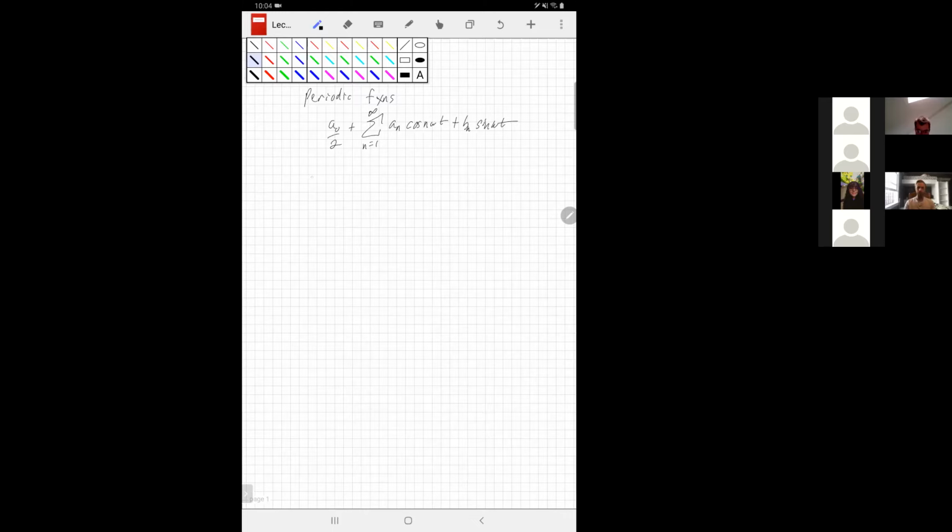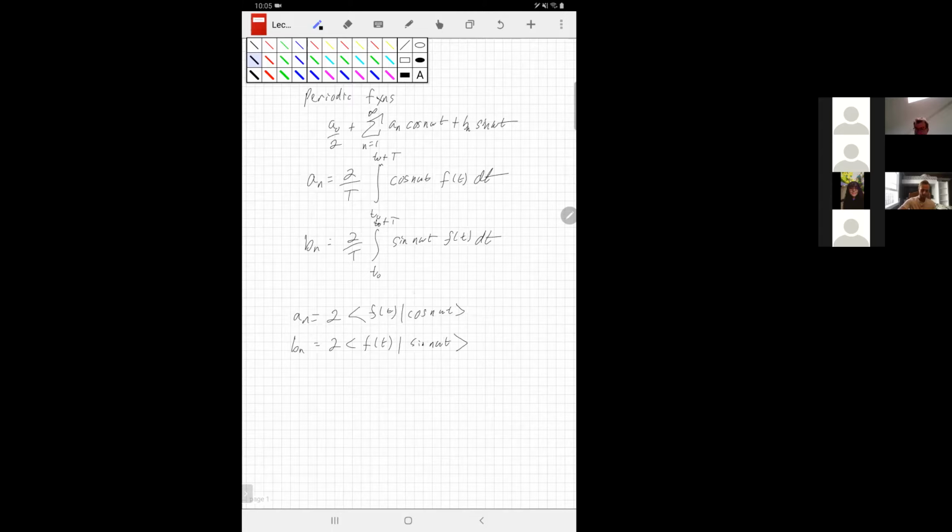And then we saw that a n can be written as 2 over the period, integral over 1 period, of cosine n omega t f of t dt, and b n could be written as 2 over the period, integral from t naught to t naught plus T, of sine n omega t f of t dt. And these are basically inner products, right? a n is just 2 times the inner product of f of t with cosine n omega t, and b n is 2 times the inner product of f of t with sine n omega t.